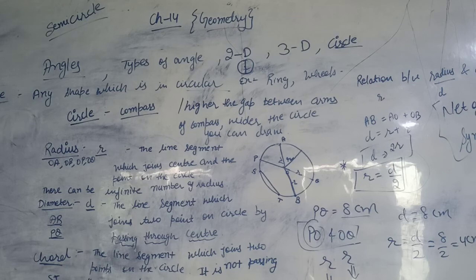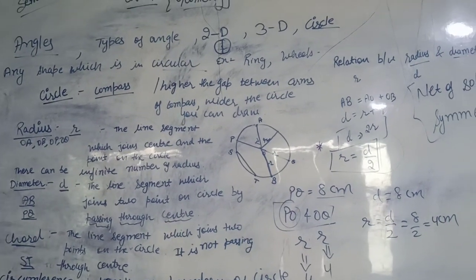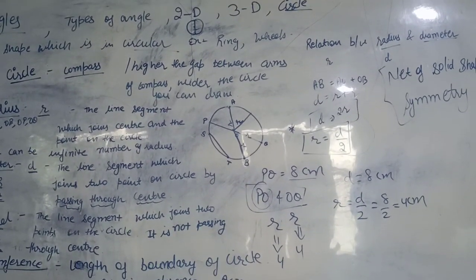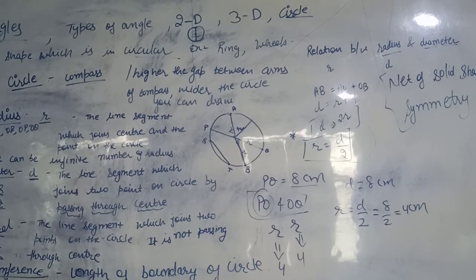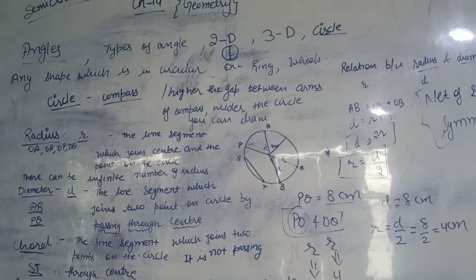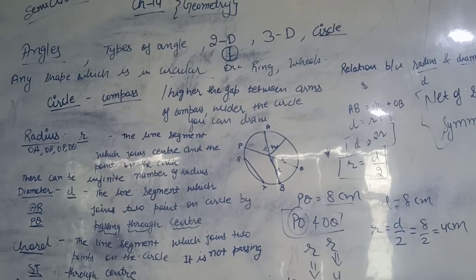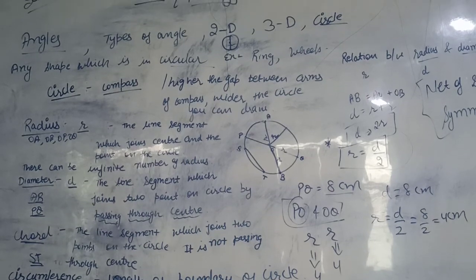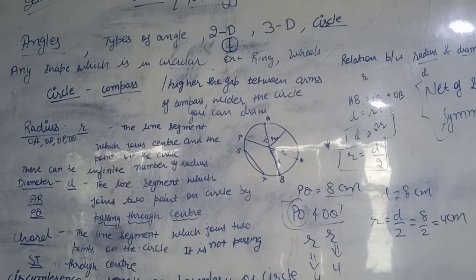And after this, we will discuss how you will draw the net of solid shapes, means 3D shapes, cube, cuboid, how you will draw, and what is symmetry. We will discuss all these topics in our next class. If still anyone has any problem, not understanding diameter, circumference, you can comment and you can ask. And today is only about circle.